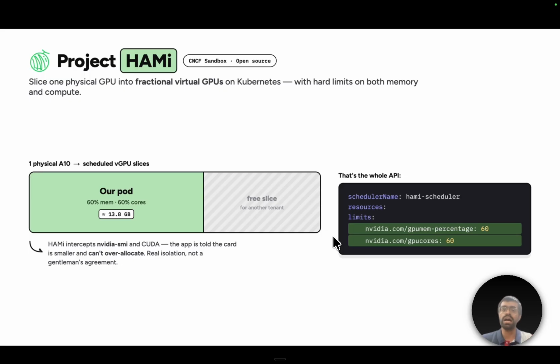So what HAMi essentially does is install a scheduler and a device plugin. The scheduler places your pod on a node with a free slice, and the device plugin enforces the cap inside the container. Now here's the magic part. When your process runs nvidia-smi or asks CUDA how much memory actually exists, HAMi intercepts that and reports the sliced number, let's say 13.8 gigs and not 24. So the app genuinely believes that it is a smaller GPU. It can't over-allocate even if it tries to. And that's the real isolation.